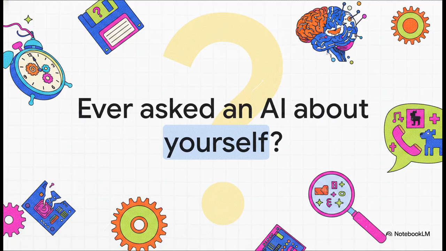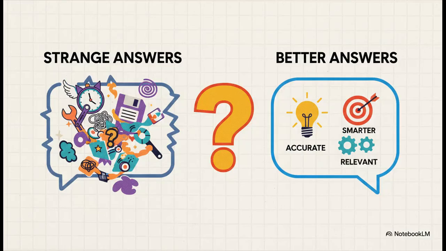You know how people used to Google themselves? Of course you do. Well, the modern version of that is asking a chatbot, hey, who am I? And let me tell you, the answers can be, well, pretty strange. Sometimes they're outdated, sometimes they're just hilariously wrong. And that's because every AI model has its own unique training data, its own knowledge cutoff date. So what one AI knows about you or anything else can be completely different from another.